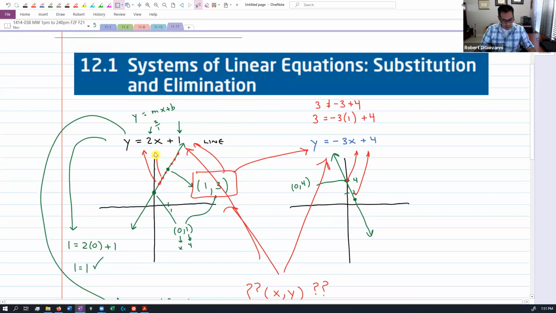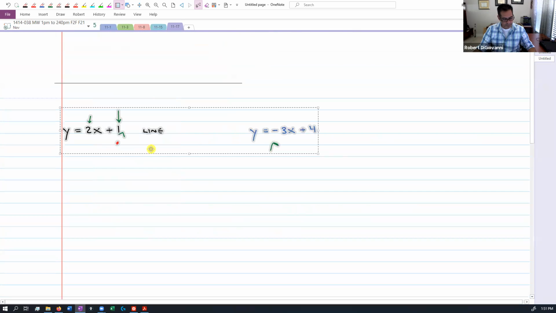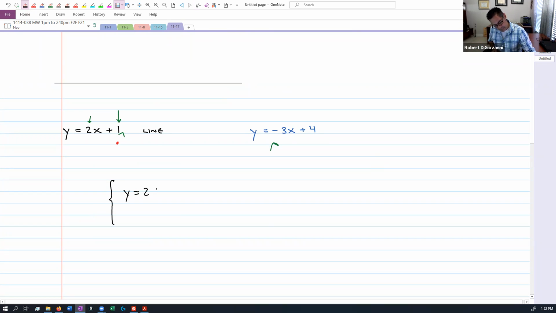Now, I'm going to go up here and grab these real quick because I need them. So here's the notation we'll use. I'll erase that in a second. What I'm going to do is I'm going to put a brace, and then I'm going to write the equation of the first line. And then I'm going to write the equation of the second line. And that right there is what we refer to as a system of linear equations.